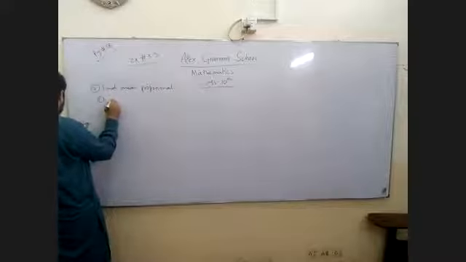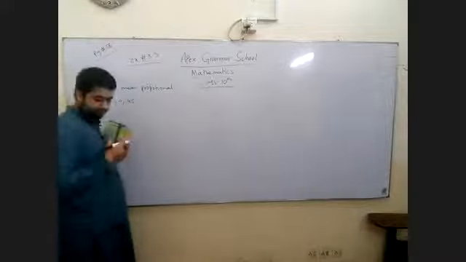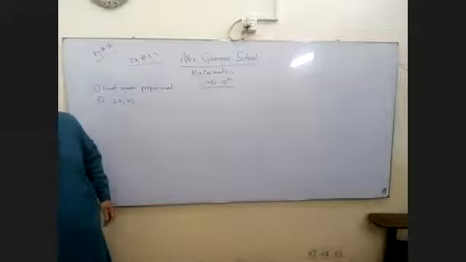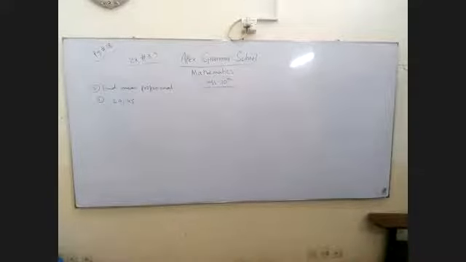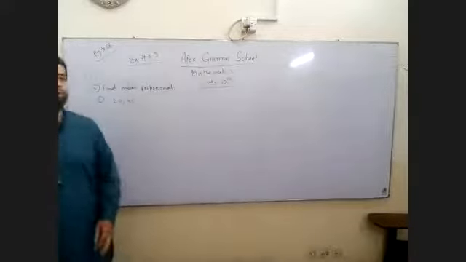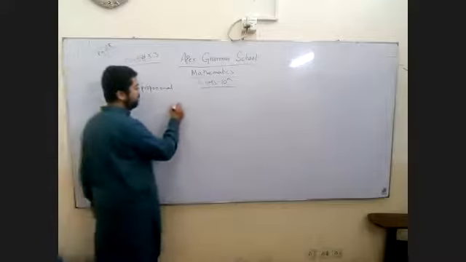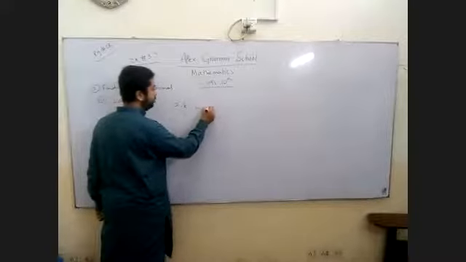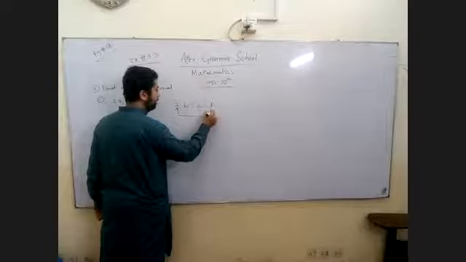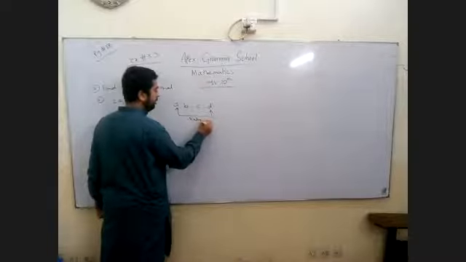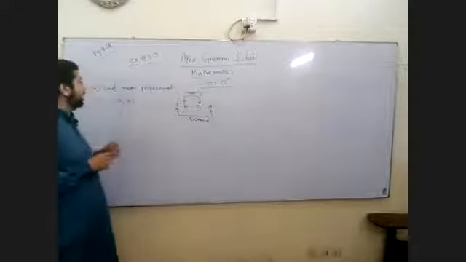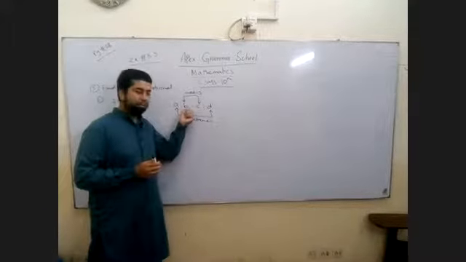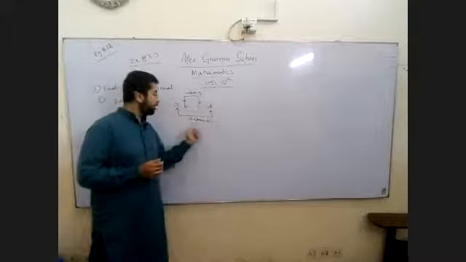The first part is 20 and 45. We already have knowledge about what proportions are. Proportion is basically the equality of two ratios. For example, a ratio b equals c ratio d. These are called extremes, and these are called means. So we need to find the means here. Means are the middle terms, and these are extremes.